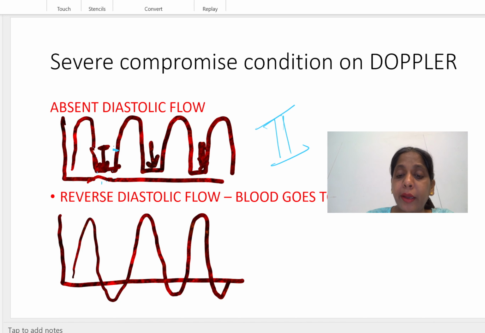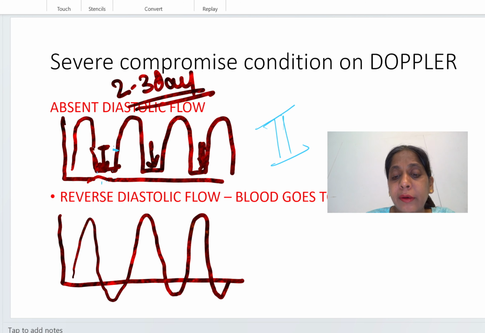Here we have got the time of only 2 to 3 days. It is much likely that the fetus will survive for only 2 to 3 days. The high suspicion is there that this fetus will die in 2 to 3 days if we get the absent diastolic flow. This is known as absent because here in the diastole no blood flow is there, right?